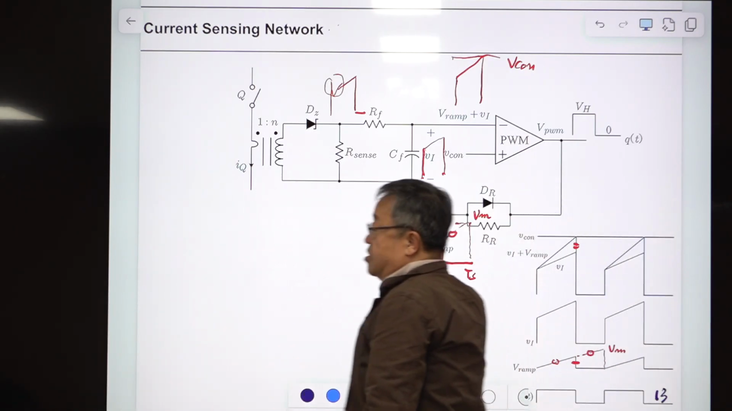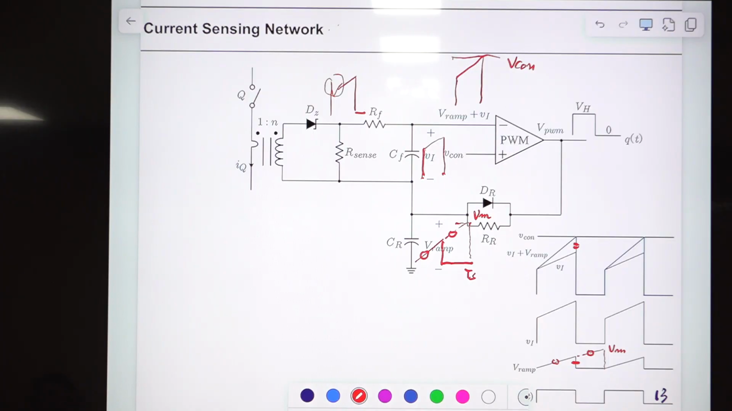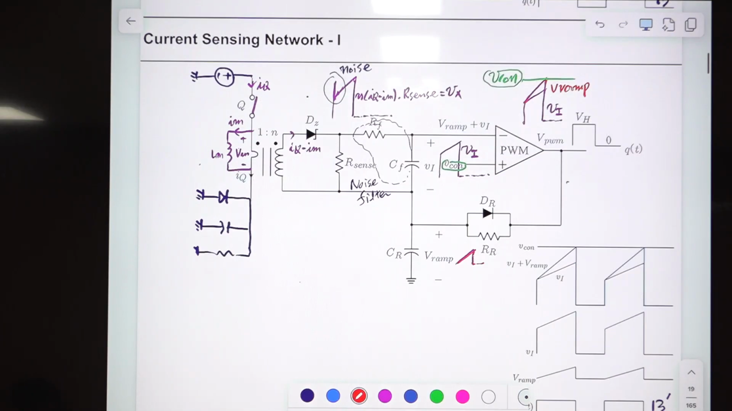So these are the operational waveforms of this circuit. Some details about this: it is not easy to understand for the first time. Let's talk about this on-time period. This is the on-time period.